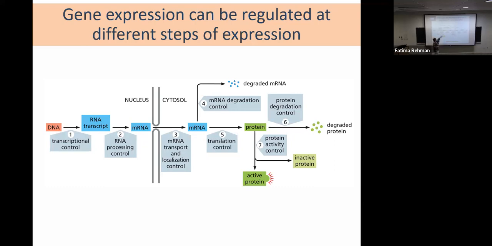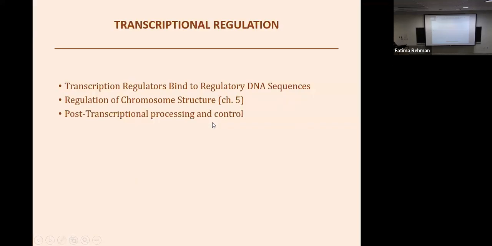Just like you had a half-life of the mRNA, you have a half-life of protein as well that controls how long it's going to be around in the cell and whether it's going to be there to be active or degraded over time. So those are all different ways that our gene expression can be controlled at different steps.